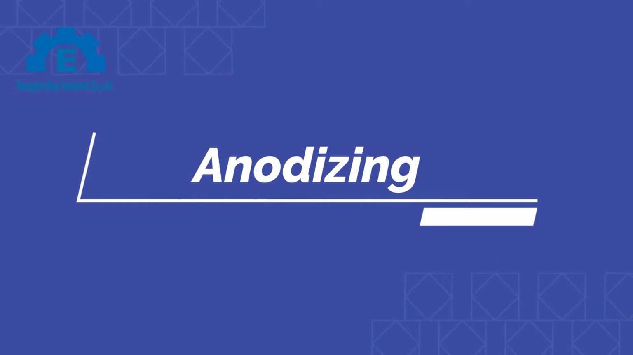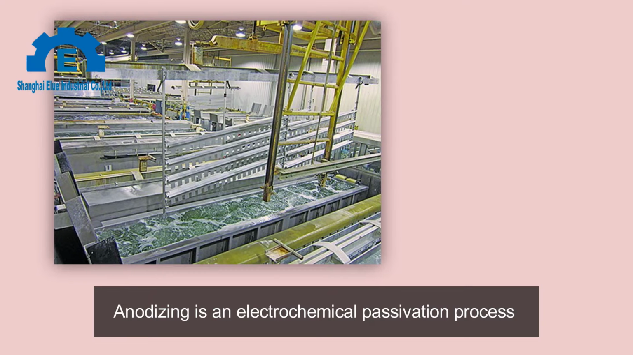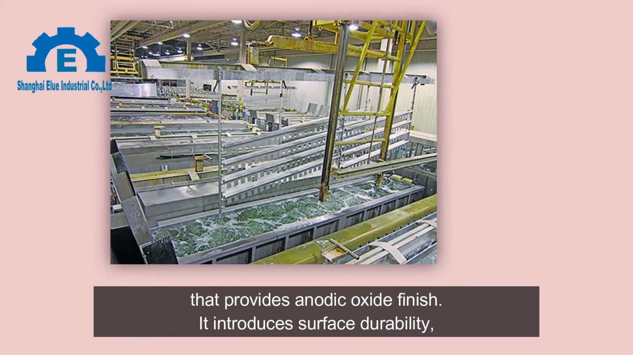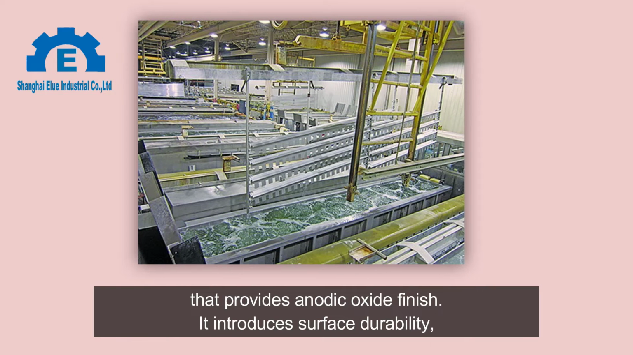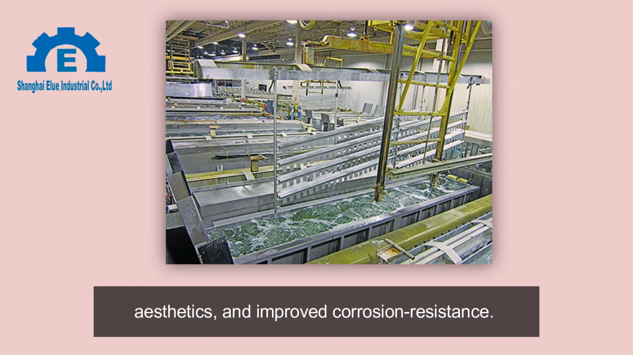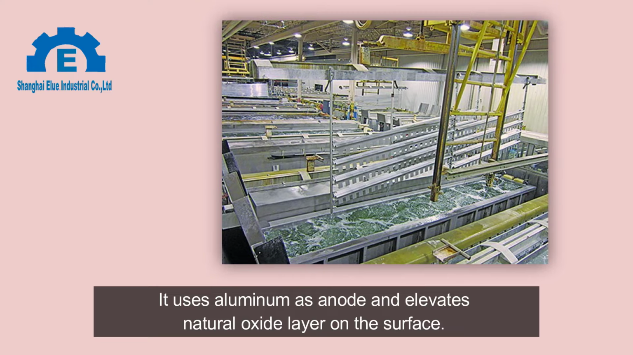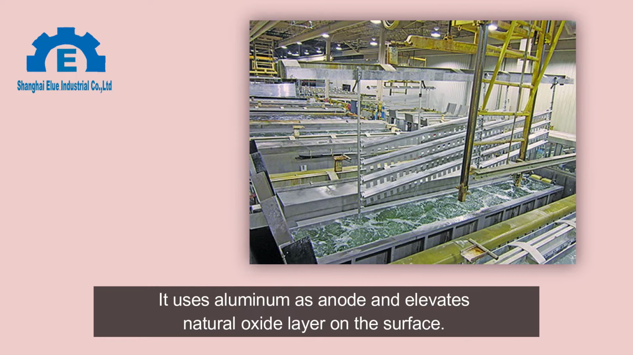Anodizing. Anodizing is an electrochemical passivation process that provides anodic oxide finish. It introduces surface durability, aesthetics, and improved corrosion resistance. It uses aluminum as anode, de-elevates natural oxide layer on the surface.